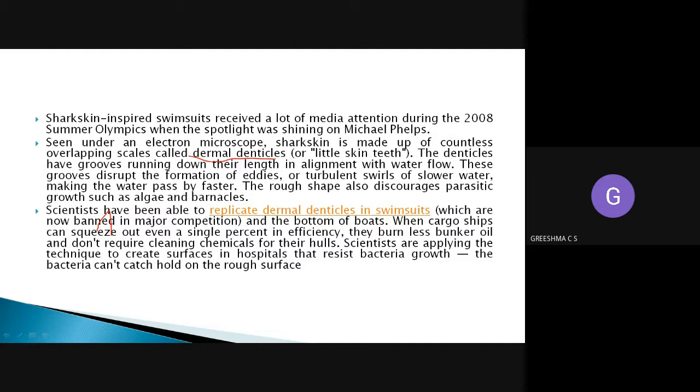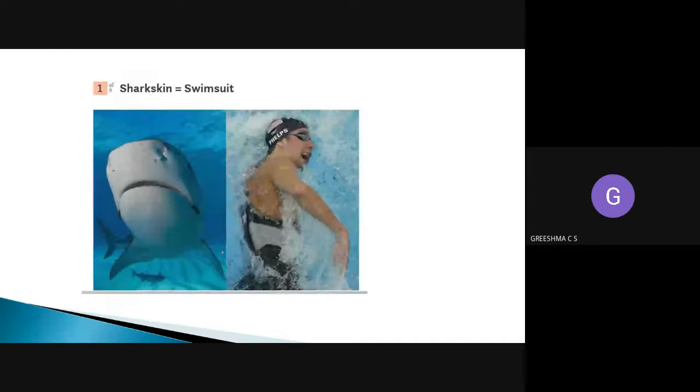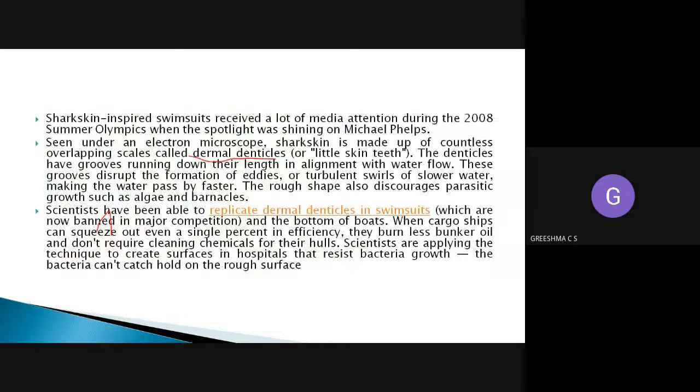So that's one discovery that has been made by scientists. They thought, why can't we do this in our real life? Similarly, admiring these denticles, they made a swimsuit. Scientists have replicated these dermal denticles in the swimsuit. The swimsuit that you are seeing right now has the denticles. They have replicated the denticles in the swimsuit.